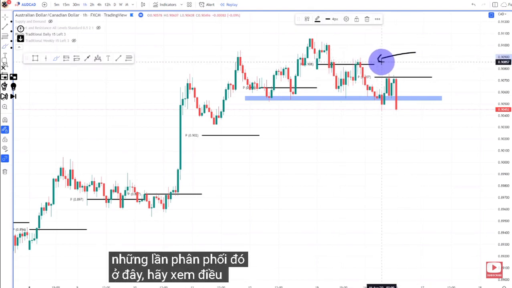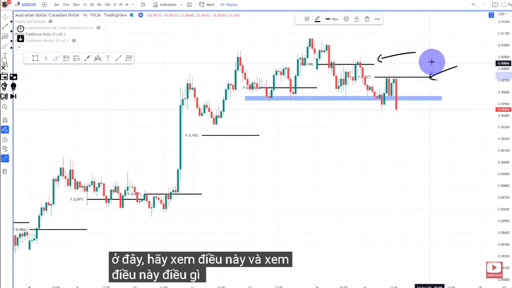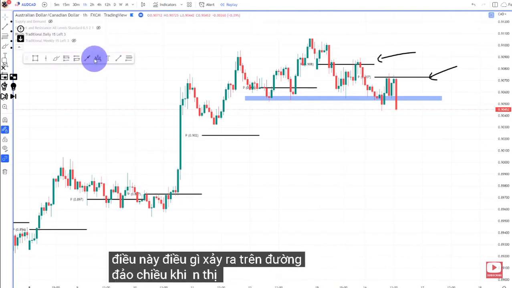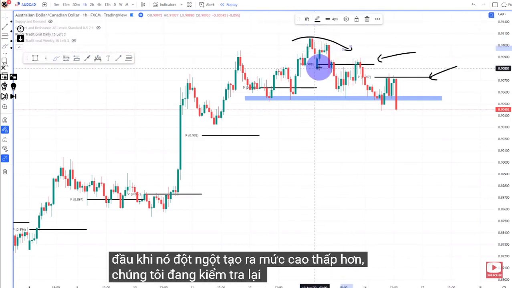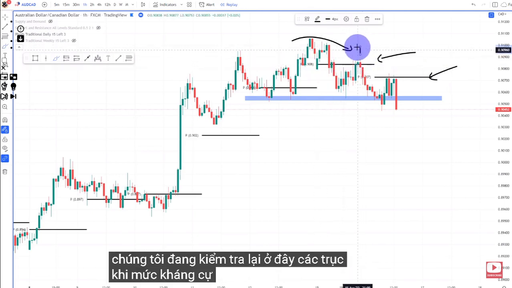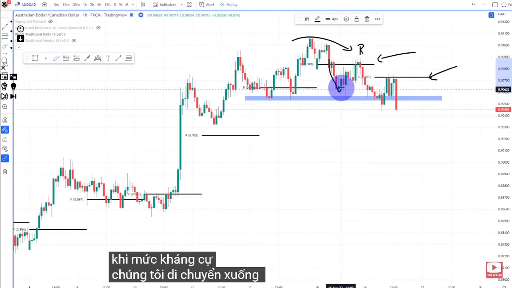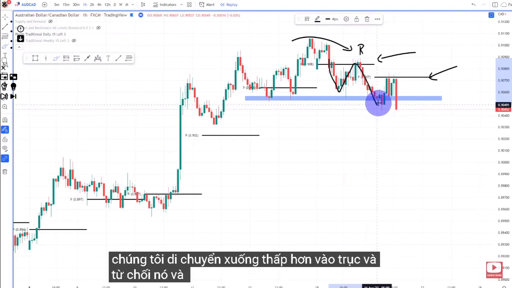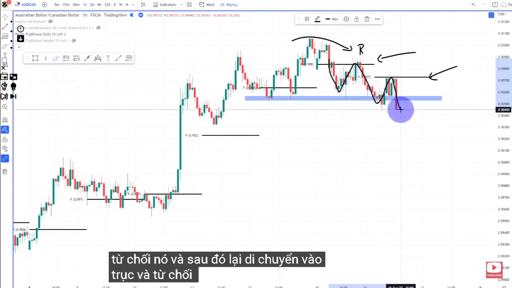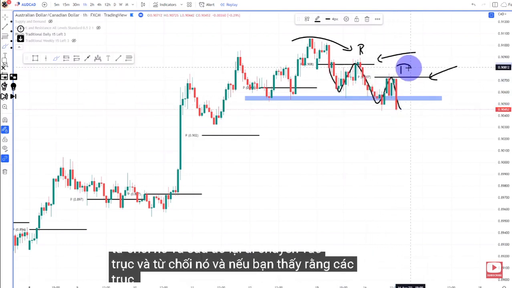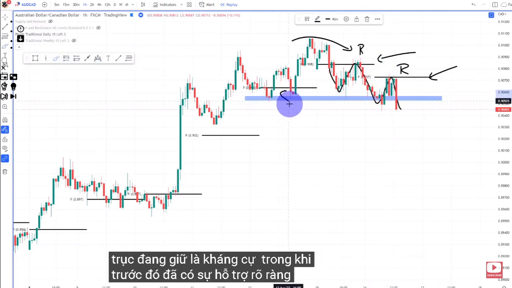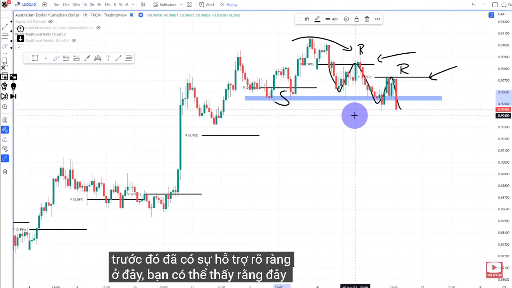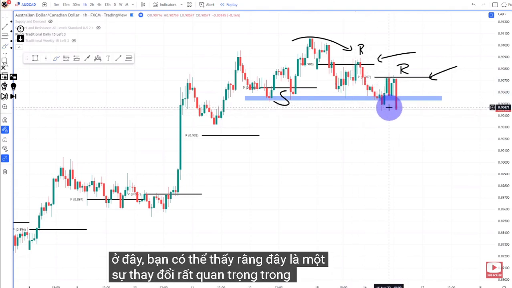Here, take a look at this and take a look at this. What happens is that on the reversal, when the market is turning around, when it's suddenly making lower highs, we are retesting here the pivots as resistance. We move lower, move into the pivot and reject it. And then again, move into the pivot and reject it. And if you see that pivots are holding as resistance, whereas previously they were clearly support, this is a very important change in market structure.